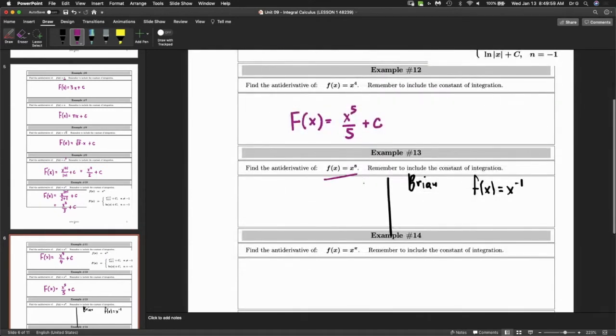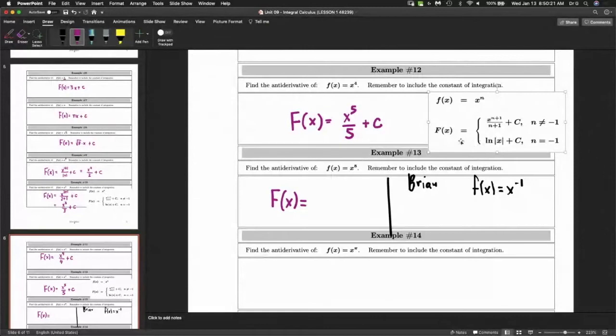What's the answer to 13? Let me know in the chat. What's the answer to 13? That's right. Thank you, Ethan. Thank you, Brian. You gotta put your C there. Don't forget your C. So that's x to the 9 over 9.